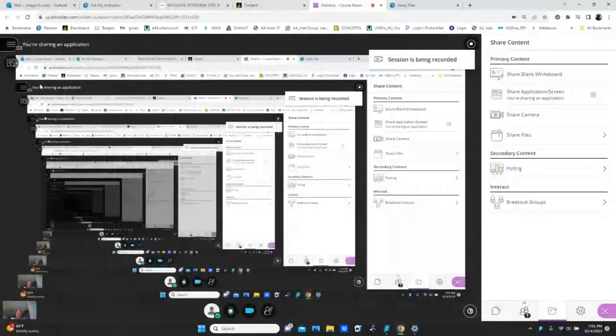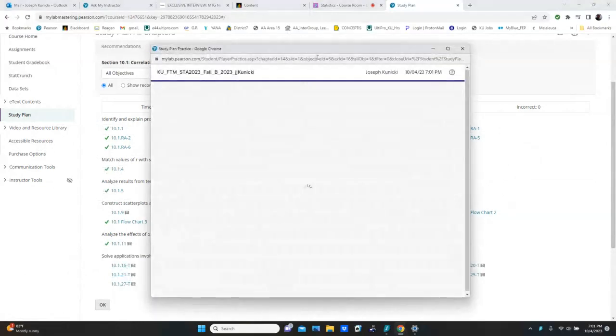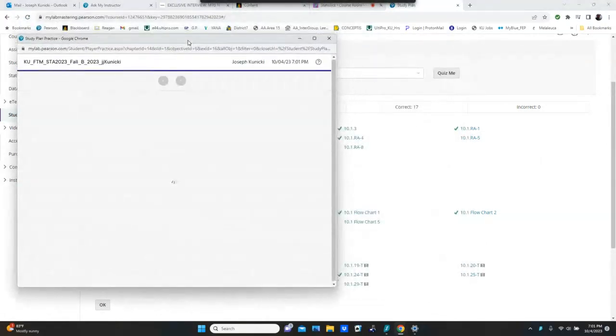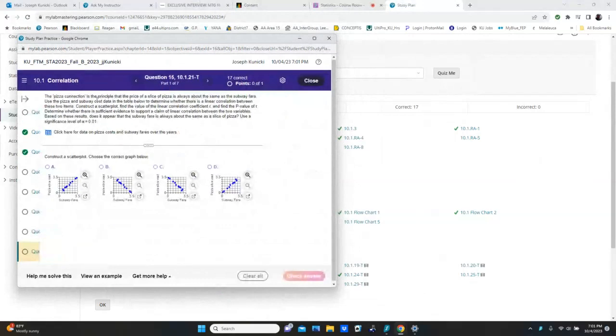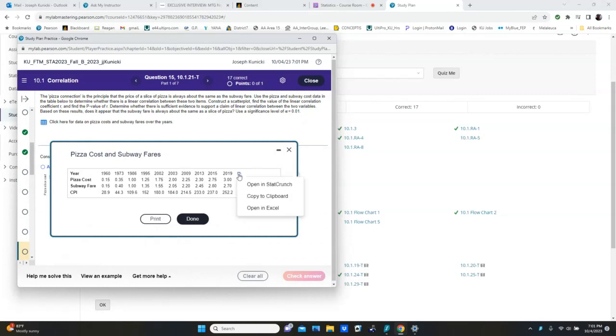Let's do problem 10.1.21. I believe this is finding a correlation between the price of a slice of pizza and the price of a subway fare. So they give us the data. They want us to construct a scatter plot, find the linear correlation coefficient R, and the p-value for R. Alpha is given as 1%, 0.01. So let's open the data in StatCrunch.